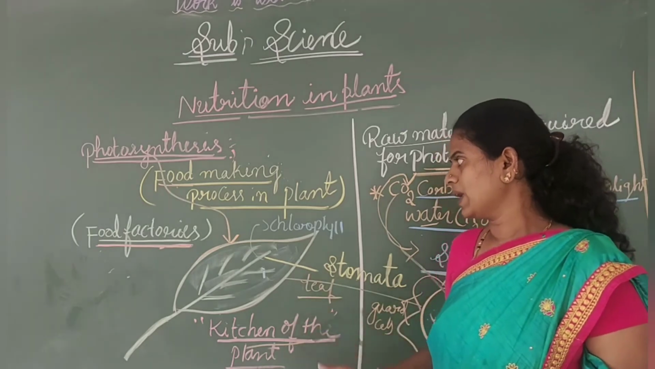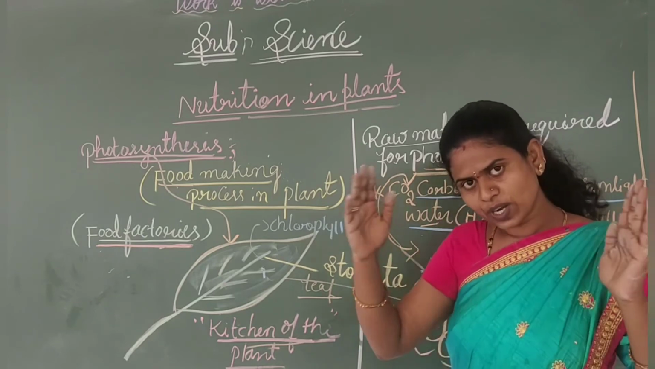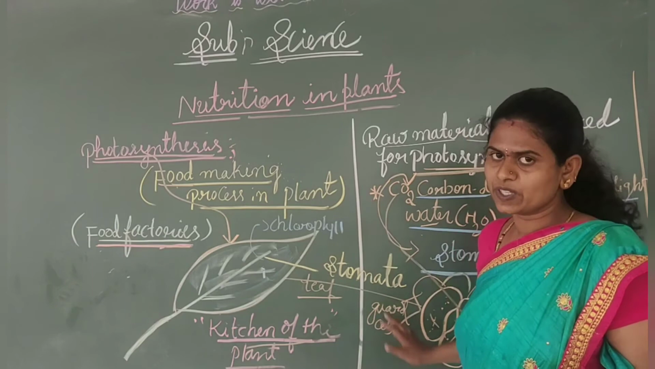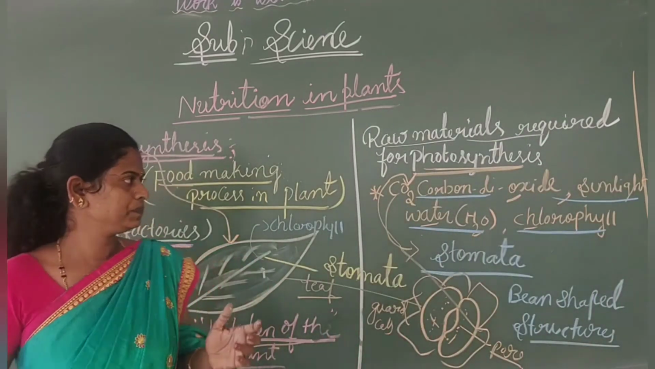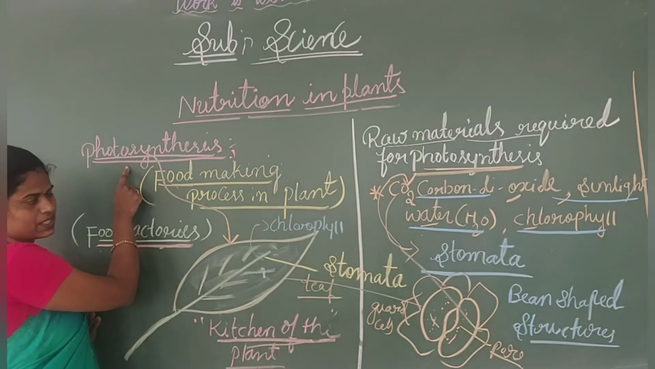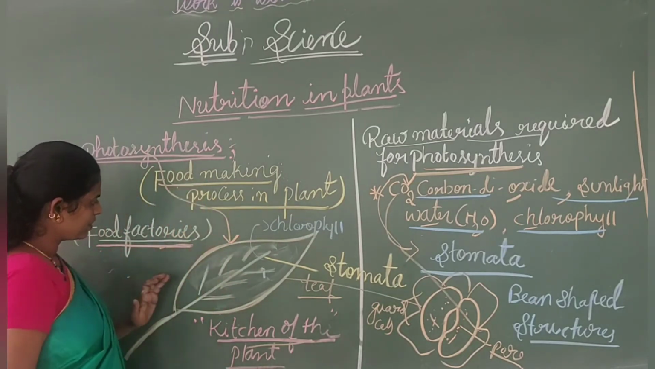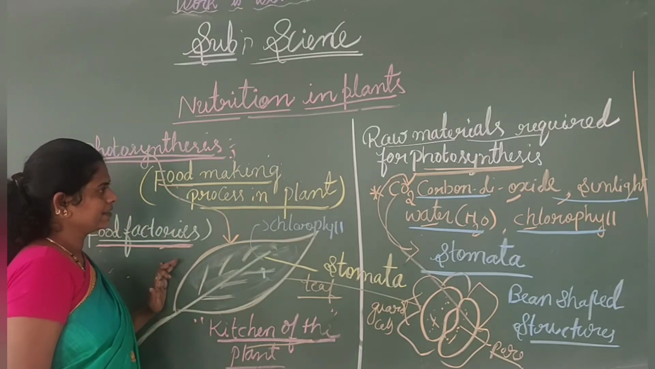So next I will explain. After the photosynthesis process, what is the product obtained? How do we write the equation for the photosynthesis process? So I will tell. So this much you understood, right? So I will explain once again. Photosynthesis. It is also called the food making process in plants. And the leaf is called the kitchen of the plant because the food is prepared inside it.